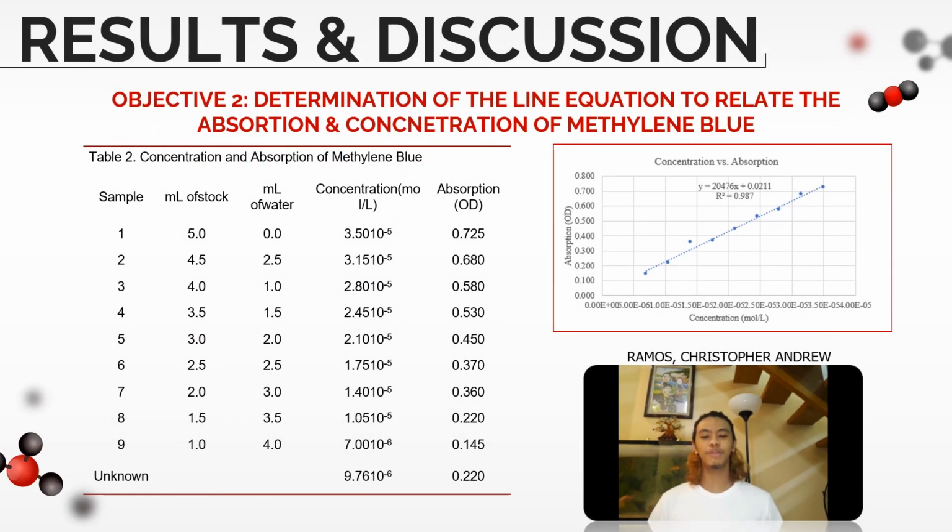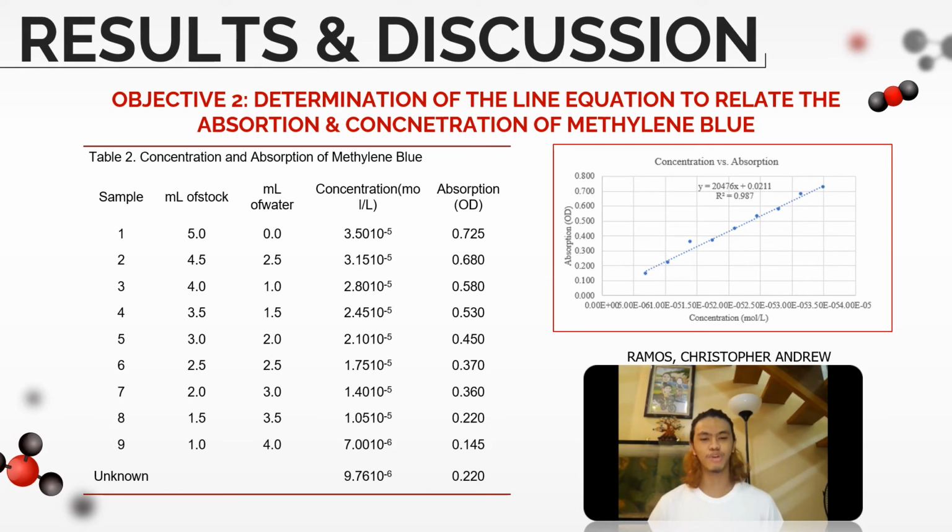Looking at table number 2, we could see that going from sample 1 to 9, the concentration is actually going down. This is because of what was mentioned in the methodology, wherein the ratio between the stock and the water is changing for every sample, wherein in sample 1 there is a high concentration of the methylene blue, while at the last sample there is little concentration of methylene blue.